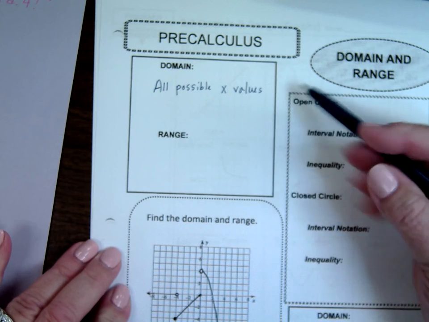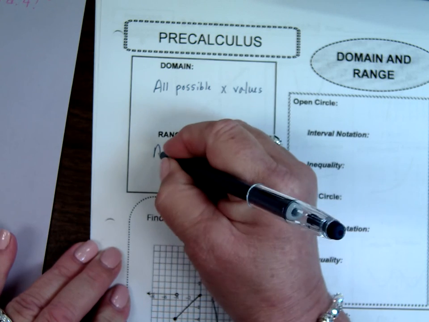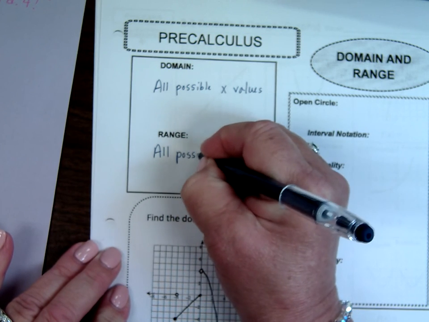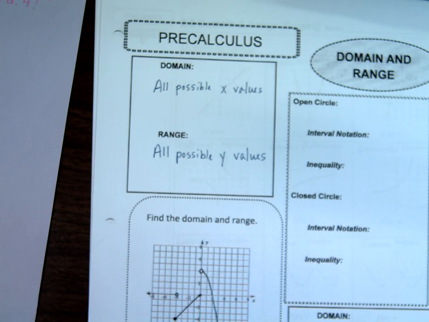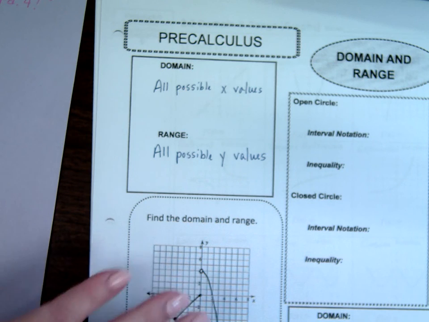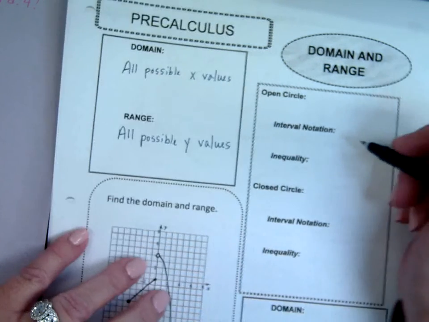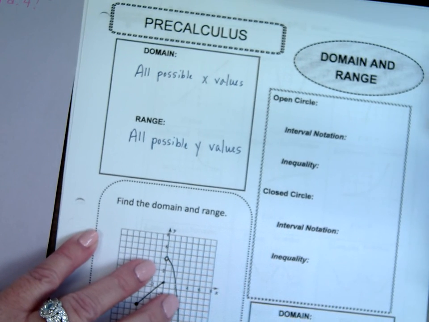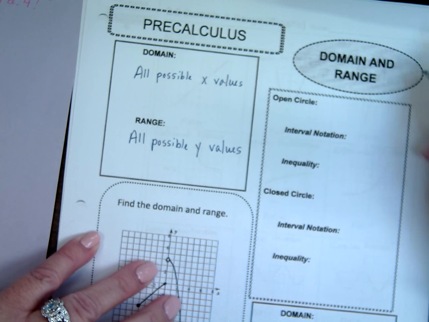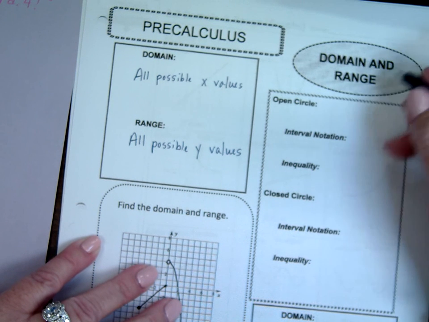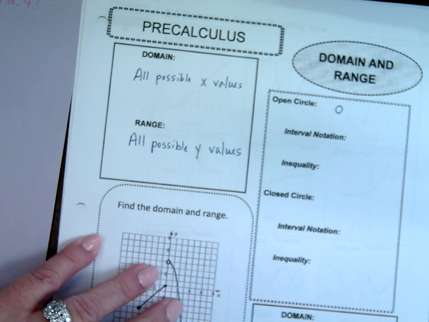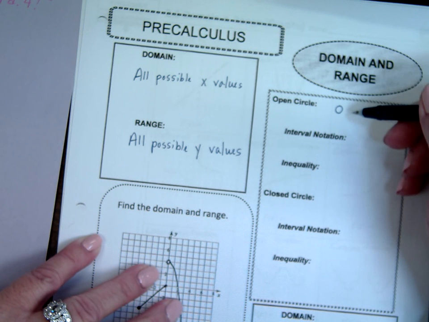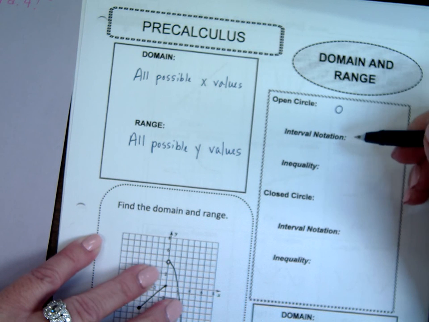All right, so domain's all the possible x values for your function, and range, of course, is all the possible y values. That's not so hard to grasp. But if I go to the right here and talk about open circles, up until this point in math, you have probably done open circles, right? When you go to graph something, if it's not included on the graph, you use a big old fat open circle, which is fine. But really, what we're going to be doing in pre-calculus is interval notation.